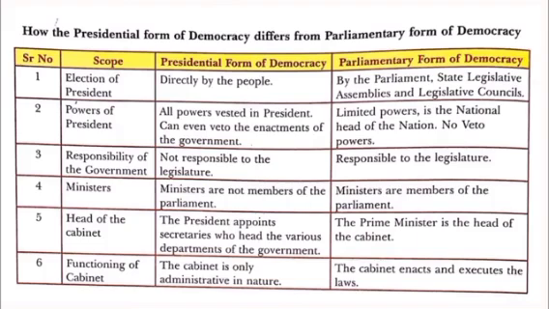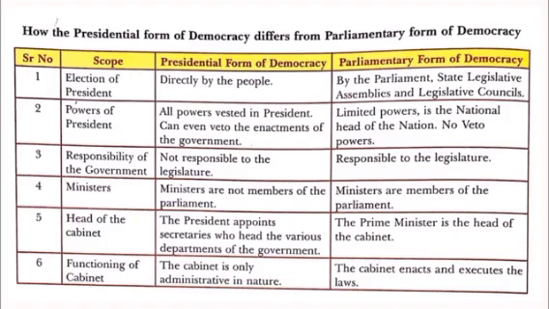The second scope is that powers of president. All powers vested in president. Here, vested means entrusted in president, can even veto the enactments of the government. Here, veto means a constitutional right to reject a decision. Enactment means the process of passing legislation, whereas in parliamentary form of democracy, limited powers is the national head of the nation. So here no veto powers.